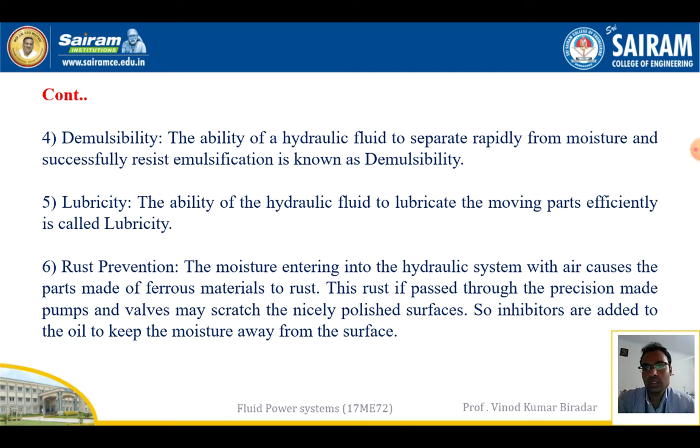Next one is the rust prevention. So how to prevent the rust? Moisture entering the hydraulic system with air causes parts made of ferrous material to rust. Normally they contain iron particles. This rust passes through the precision-made pump and valves and may scratch the nicely polished surfaces. Due to these ferrous metal iron particles, they may damage the polished surface of a hydraulic component. So rust inhibitors are added to the oil to keep the moisture away from the surface. Some components are added to get these properties and also the smoothness.